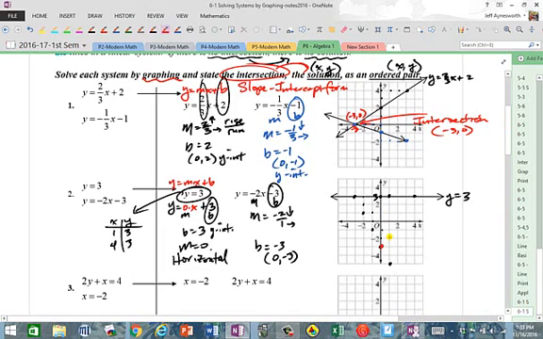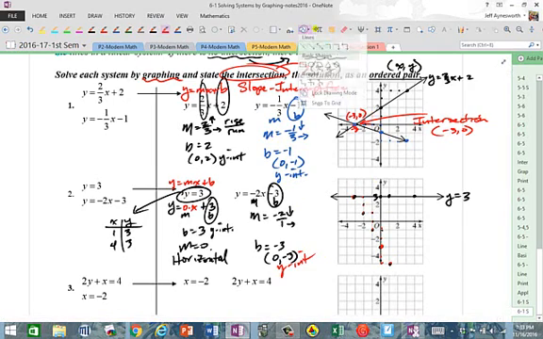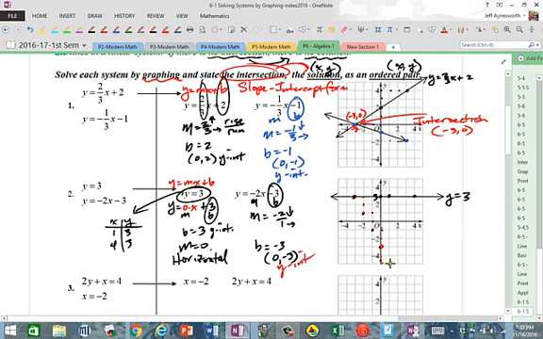So I start here at the y-intercept, and then I use my slope. I go either down 2, right 1, or I go up 2, left 1. And right there I just found my solution. Whenever you intersect the other line, you have a solution. It's that simple, guys.